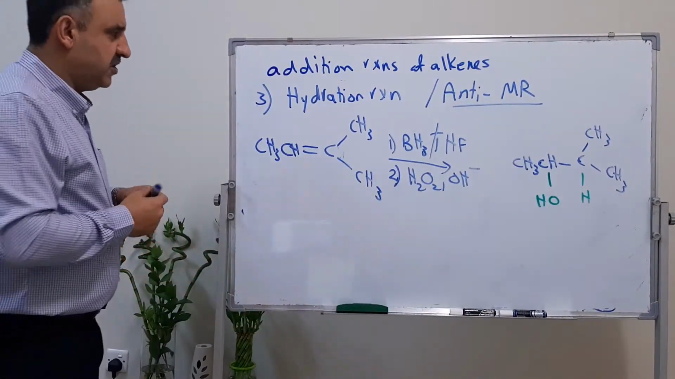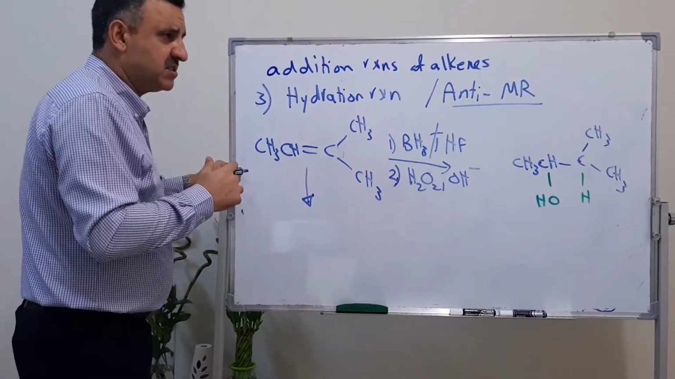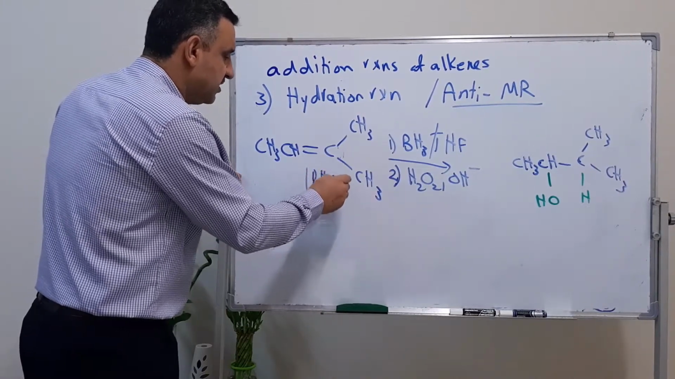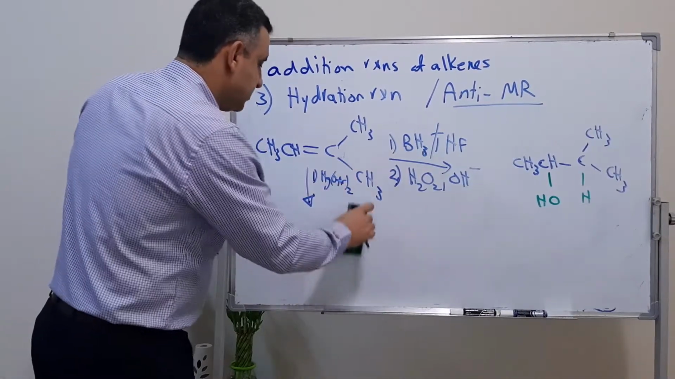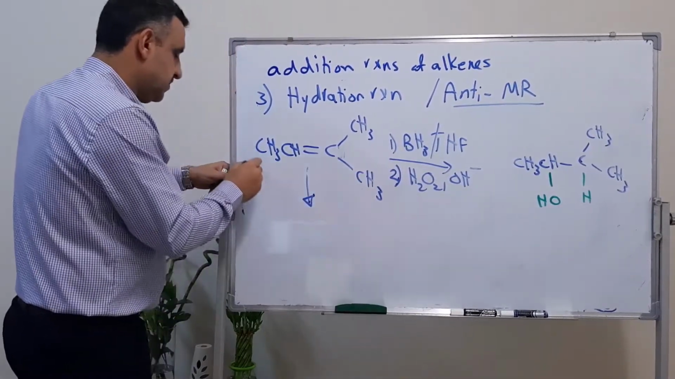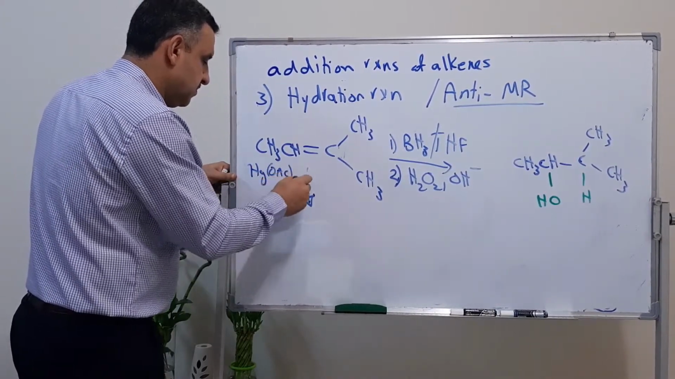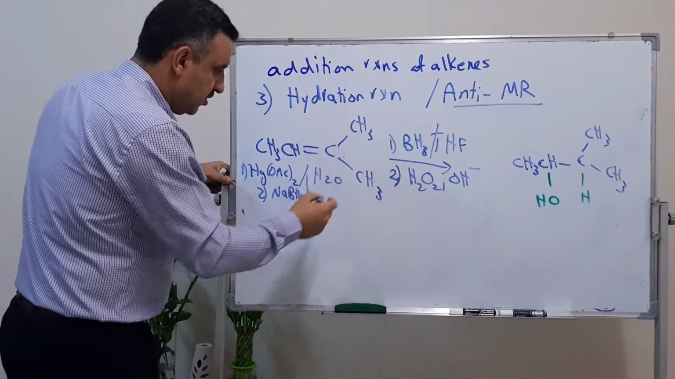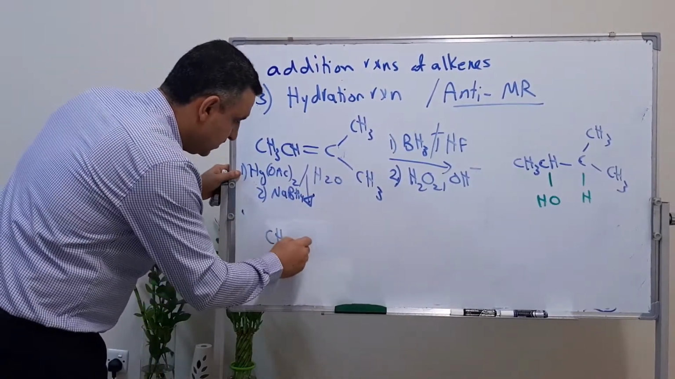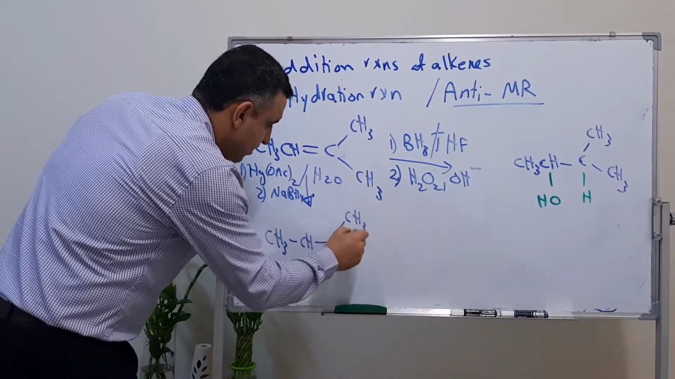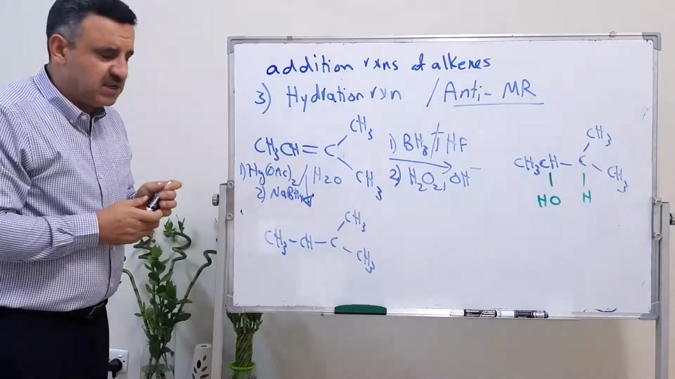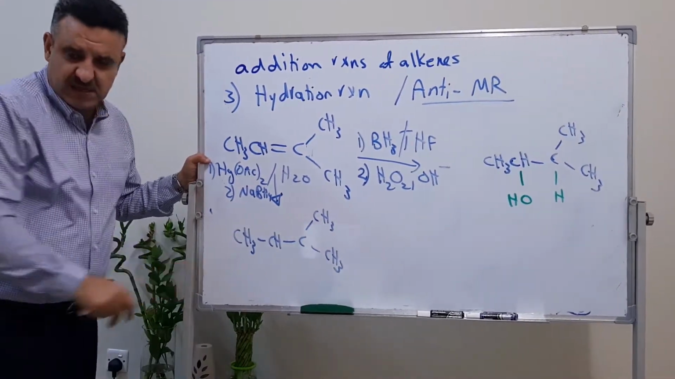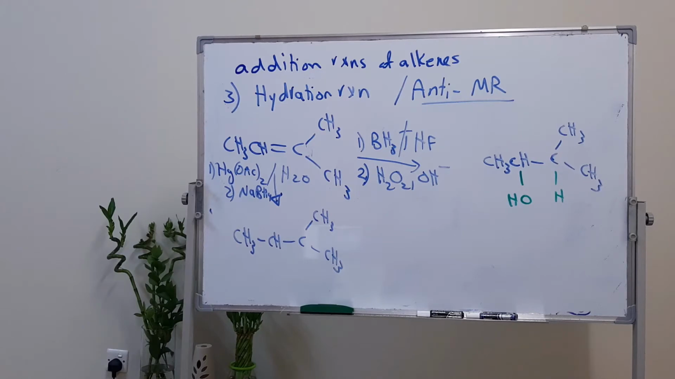Do you follow me? While if you use the previous reagent, which was oxymercuration-demercuration, the first step was Hg(OAc)2, and second, sodium borohydride. But you are going to get CH3, CH, C, CH3, CH3. What did we say about the stereochemistry of this reaction? Is that clear?